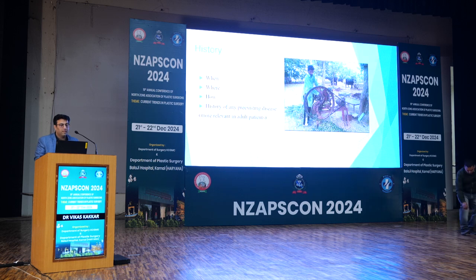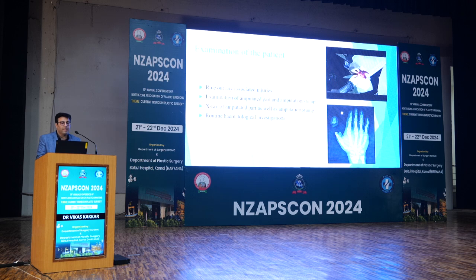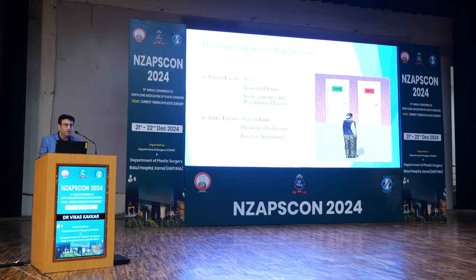So, the important thing is you have to take the history: when the patient came, when, where and how it has happened. Also take a note about any pre-existing illness, which is more relevant for adult patients. When the patient comes, we have to examine and rule out any other associated injuries, examine the amputated part, get an X-ray and do all the routine investigations. Then we have to make a decision whether we go for reimplantation or not. It depends upon the patient's factors and injury factors, which include age, which is not a limitation because we can reimplant in any age group. Injury factors include the type of injury, duration of ischemia, and the level of amputation.